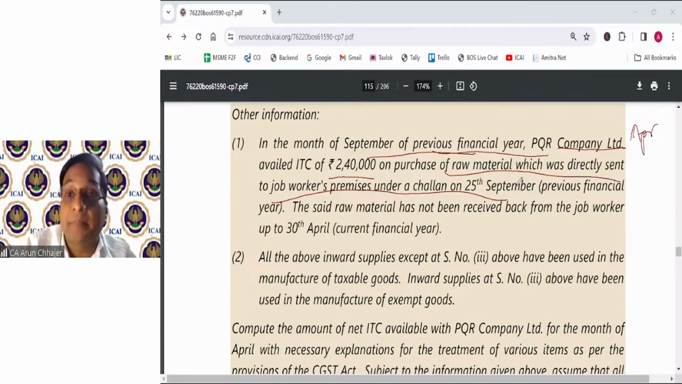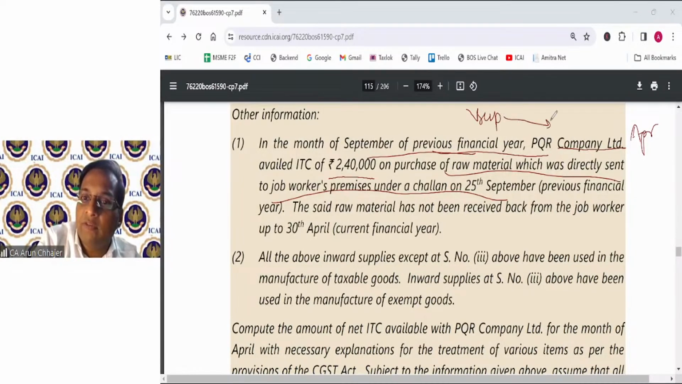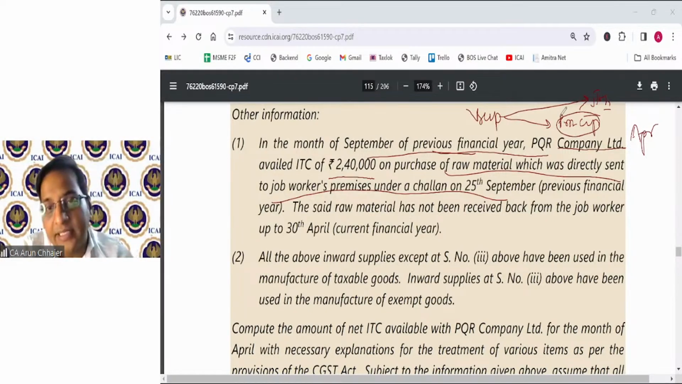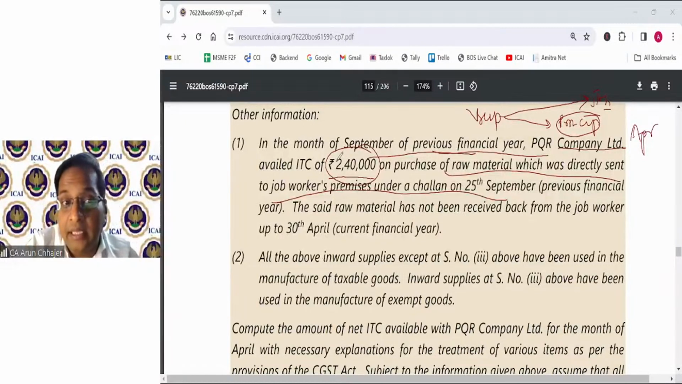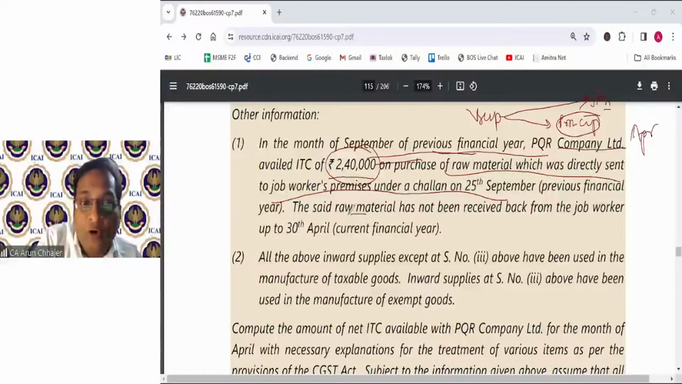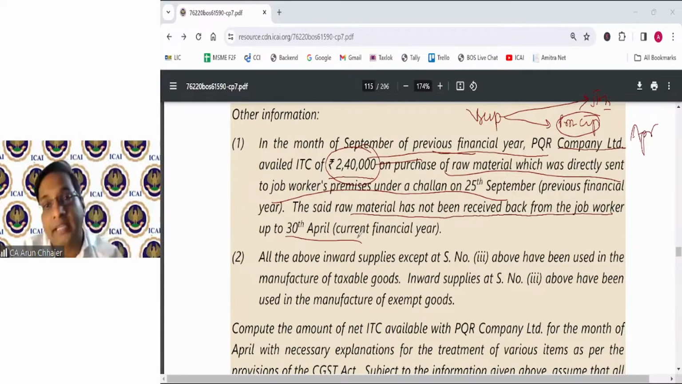So we means principal. Suppose vendor, my supplier, has raised the invoice to me. I'm a principal, but the goods are being directly moved to the job worker. Then I, the principal, can take the ITC. So the 2,40,000 ITC he could claim in the month of September, no problem. Now the said raw material has not been received back from the job worker up to 30th April.